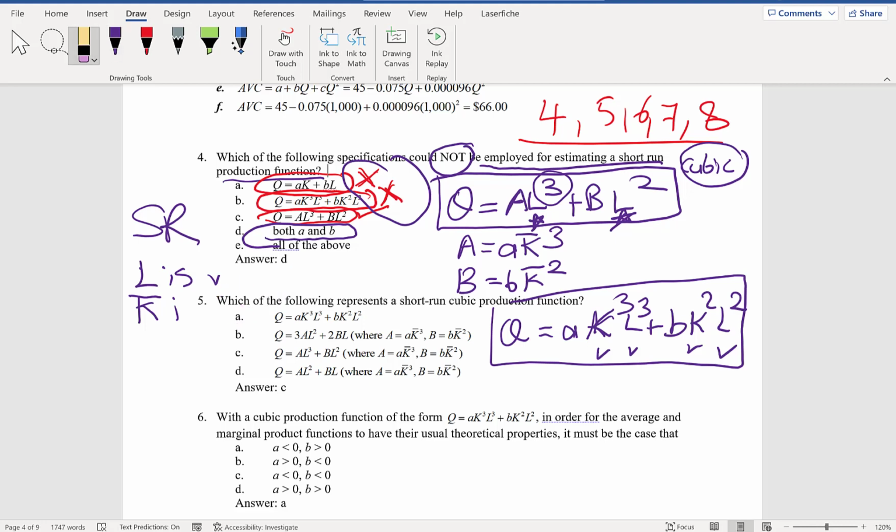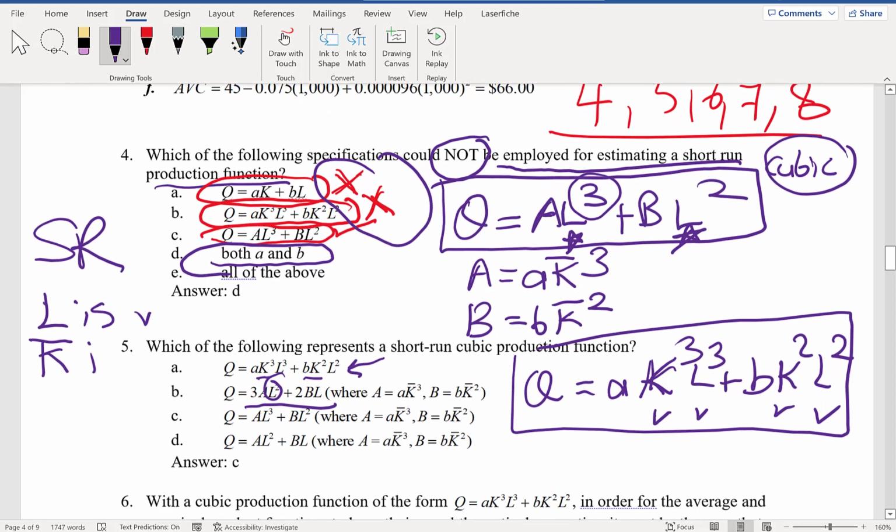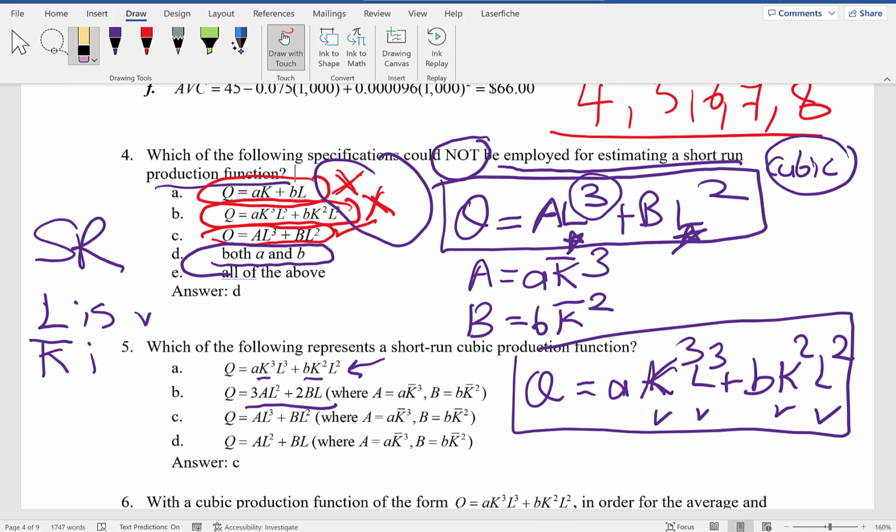All right, so question number 5. Which of the following represents a short-run cubic production function? This is really easy, right? We talked about this. This is a cubic production function, but it's not short-run because capital is variable. Let me make it a little bigger, it's too small. This is not cubic because it's second power, there's no third power here. So this cannot be short run because capital is variable. Let's take a look at this one, okay, cubic third power, but what do we have here?